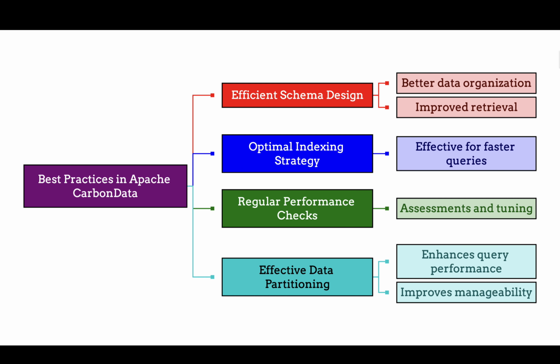Best practices in Apache Carbon Data. 1. Efficient schema design, create an efficient schema for better data organization and retrieval. 2. Optimal indexing strategy, employ an effective indexing strategy for faster query processing. 3. Regular performance checks, conduct regular performance assessments and tuning. 4. Effective data partitioning, implement data partitioning to improve query performance and manageability.